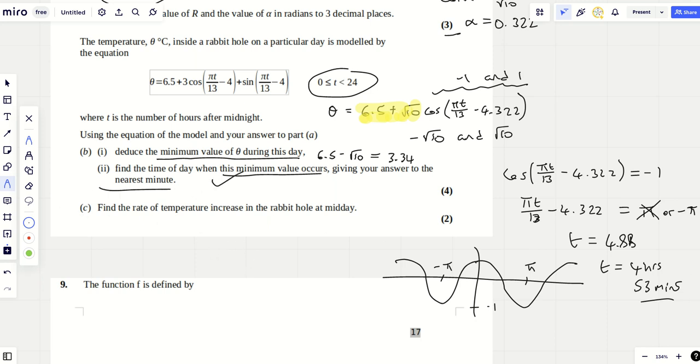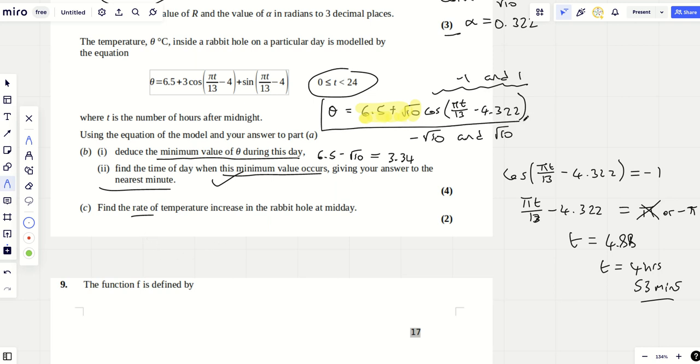Okay, find the rate of temperature increase in the rabbit hole at midday. Okay, we can do that. Rate means differentiate every single time, yeah? So I'm just going to be looking at this equation up here, and I'm going to be defining d theta by dt. And so the 6.5 differentiates to 0. The root 10 is going to hang around, but cos is going to go to minus sine, and the coefficient on t is going to pop out outside here, just like it always does when you differentiate.